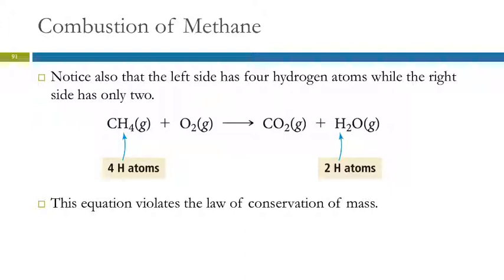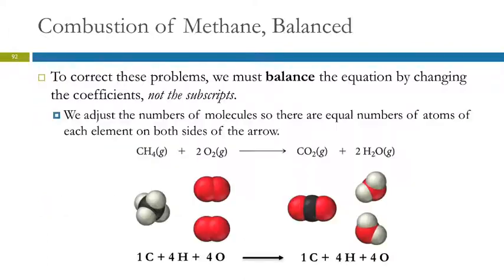We need to balance it because we know that in actual fact the number of atoms of each kind of element stays the same in a chemical reaction. They're just rearranging. So it's not that nature is wrong, it's that our equation is wrong. The equation violates the law of conservation of mass. So we can fix that. We balance the equation.